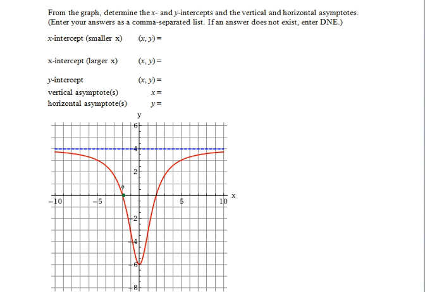are occurring at (-2, 0) and (2, 0). And the one with the smaller x value is (-2, 0). The one with the larger is (2, 0). The y-intercept is down here at (0, -6).